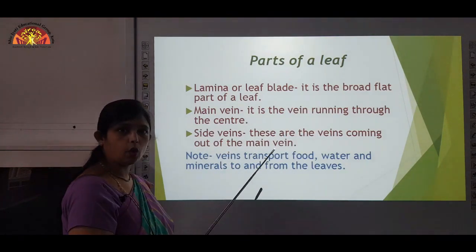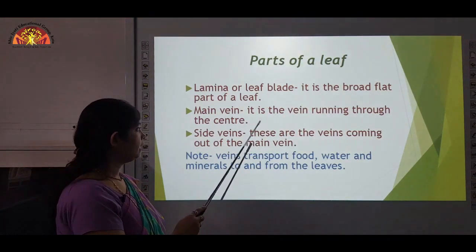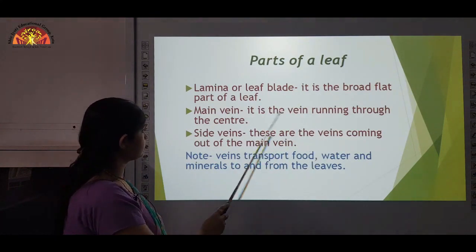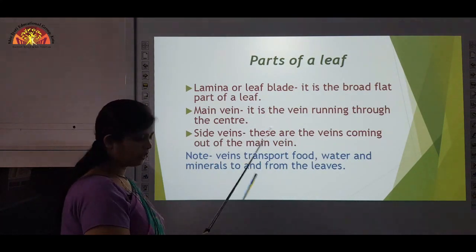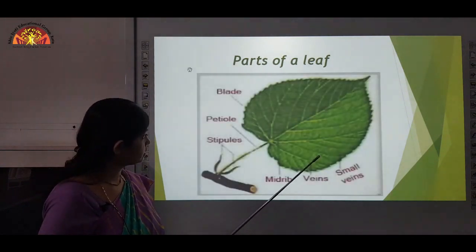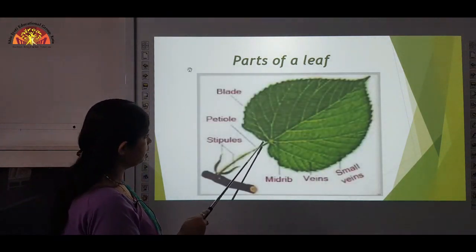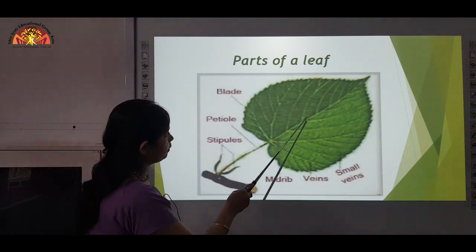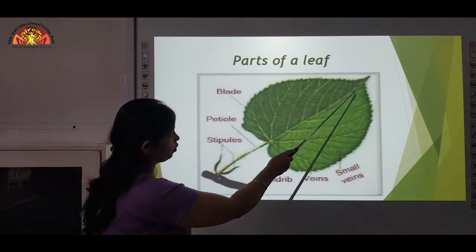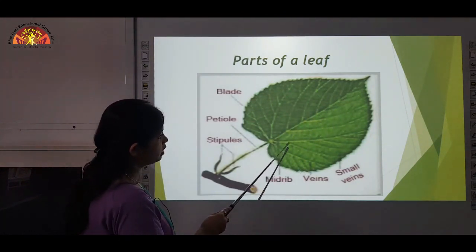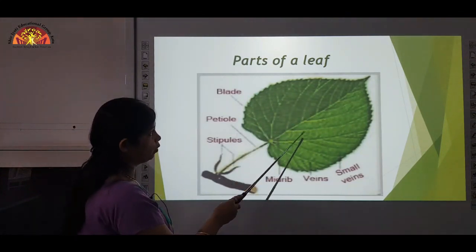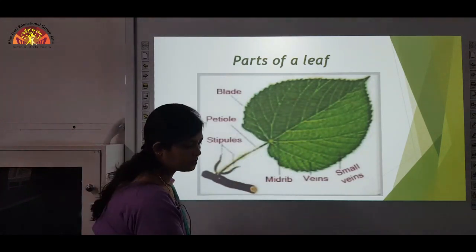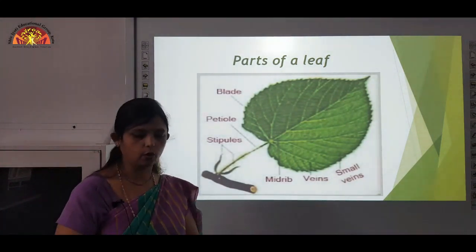Now there is a vein running through the center of the leaf. This vein is called the main vein and then there are small veins coming out from the main vein which are called side veins. Have a look at the diagram shown here. You can see from here a single main vein is running. This is somewhat thick, and from this main vein so many branches are coming and they are spread throughout the leaf.